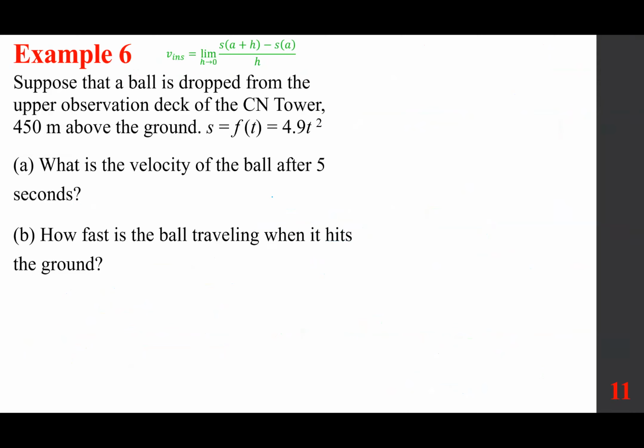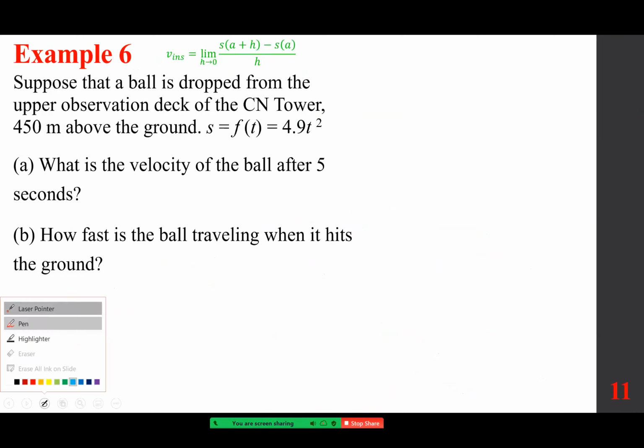Here's the next one. Suppose that the ball is dropped from the upper observation deck of the CN tower 450 meters above the ground. S equals F of t equals 4.9 t squared. That's the formula we're going to use. What is the velocity of the ball after 5 seconds? How fast, again, the velocity, is the ball traveling when it hits the ground?